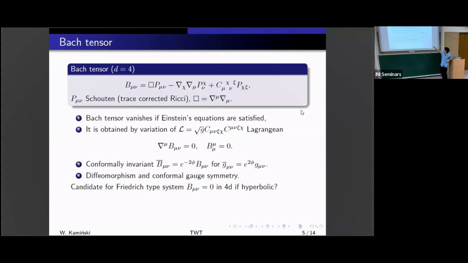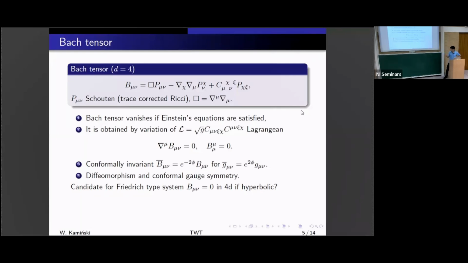Because of this conformally invariant Lagrangian, the Bach tensor in four dimensions has this nice property of conformal rescaling, and that means that the equation Bach equal to 0 is conformally invariant. So it's a candidate for this Friedrich type system, of course, if one can show that it has a well-posed initial value problem. So let's look at whether it is well posed.